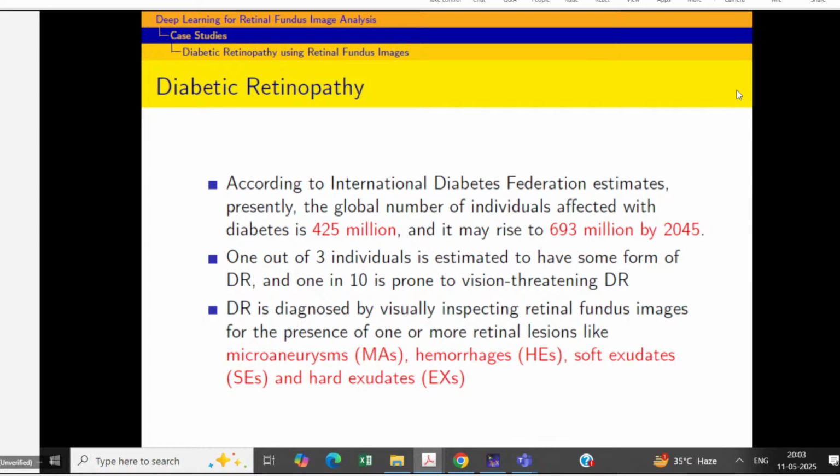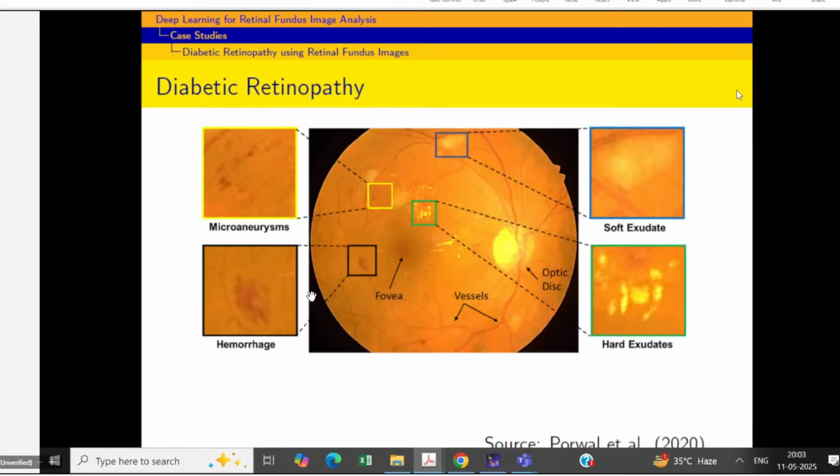The clinical indicators are very different from what we saw previously. Yes, the optic cup and optic disc are very important to detect glaucoma, but in this case the clinical markers, or indicators, are very different. This one is a fundus image, as you all know, and here are the four pathology, or lesion, regions for which the person is suffering from diabetic retinopathy. What are those? One is microaneurysm, one is hemorrhage, one is hard exudate, and one is soft exudate.